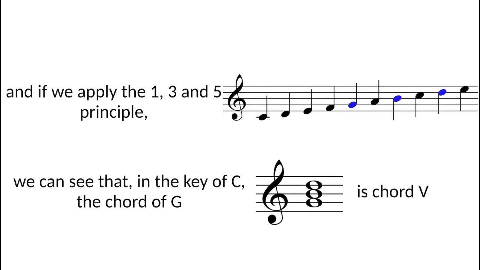We're looking for the chord of G. Again, start on the note G, apply the same 1, 3, 5 principle there. 1, 3, 5, giving us these 3 blue notes, G, B, D. That's the chord of G. And in the key of C, G is chord 5. It's the chord based on the 5th step of that scale.